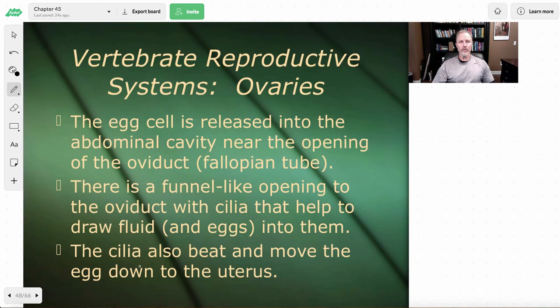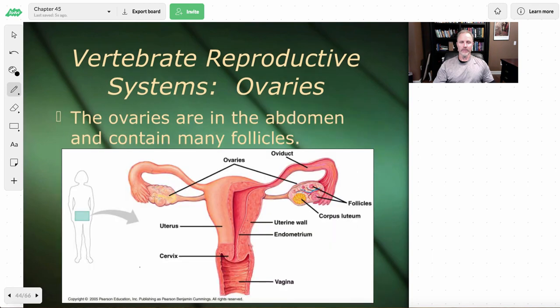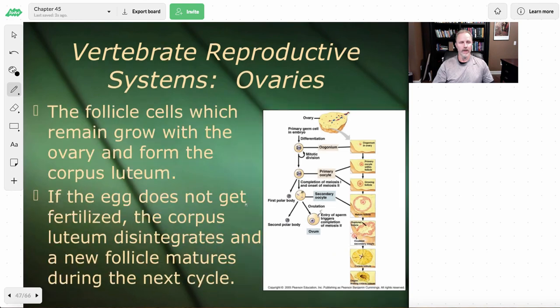Okay. So the egg gets released into the abdominal cavity, and if we go back here just briefly, at this point right here, there's a small opening from the standpoint that these things aren't physically connected. When the egg gets released, it passes through the abdominal fluid on its way into the fallopian tube, and then it migrates down, and if fertilization occurs, it implants on the uterine wall.